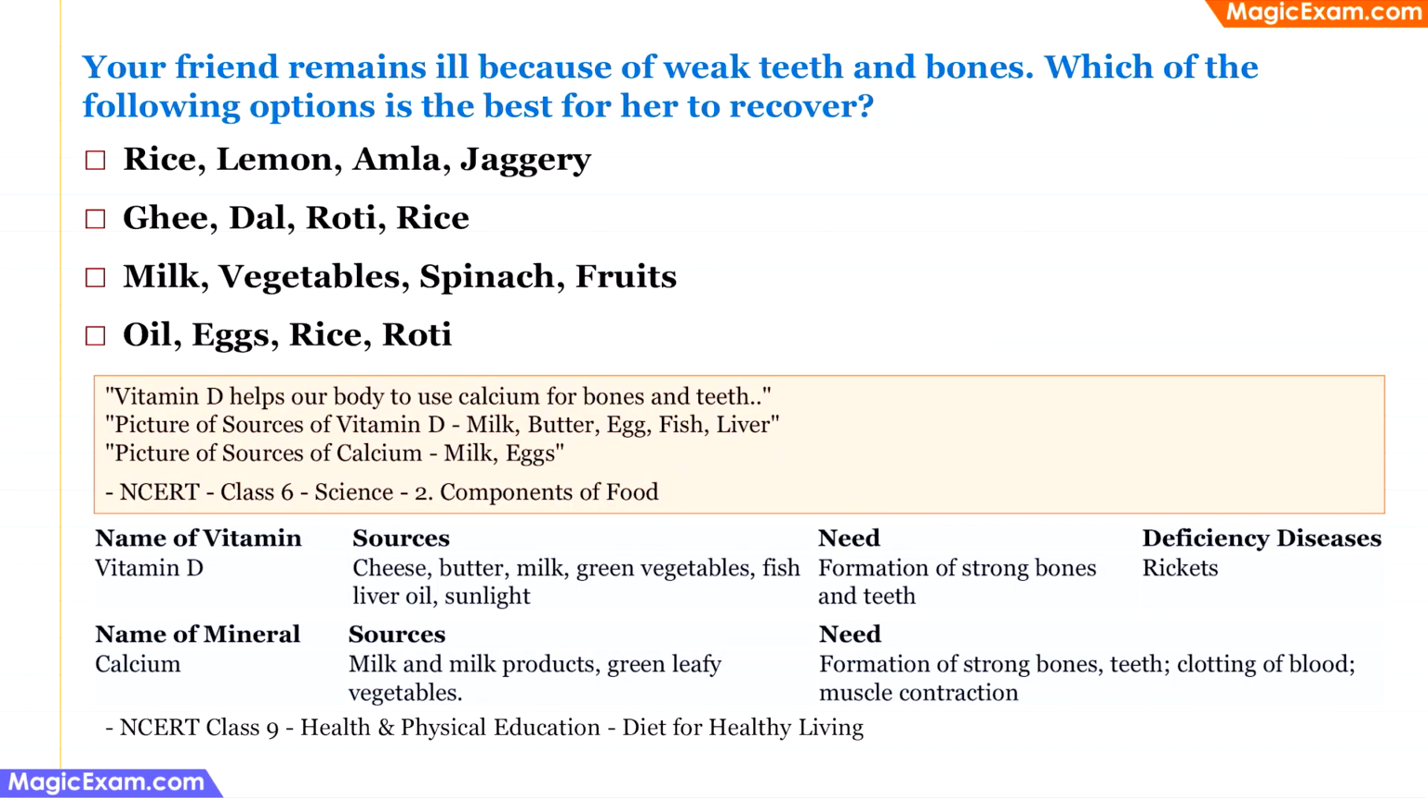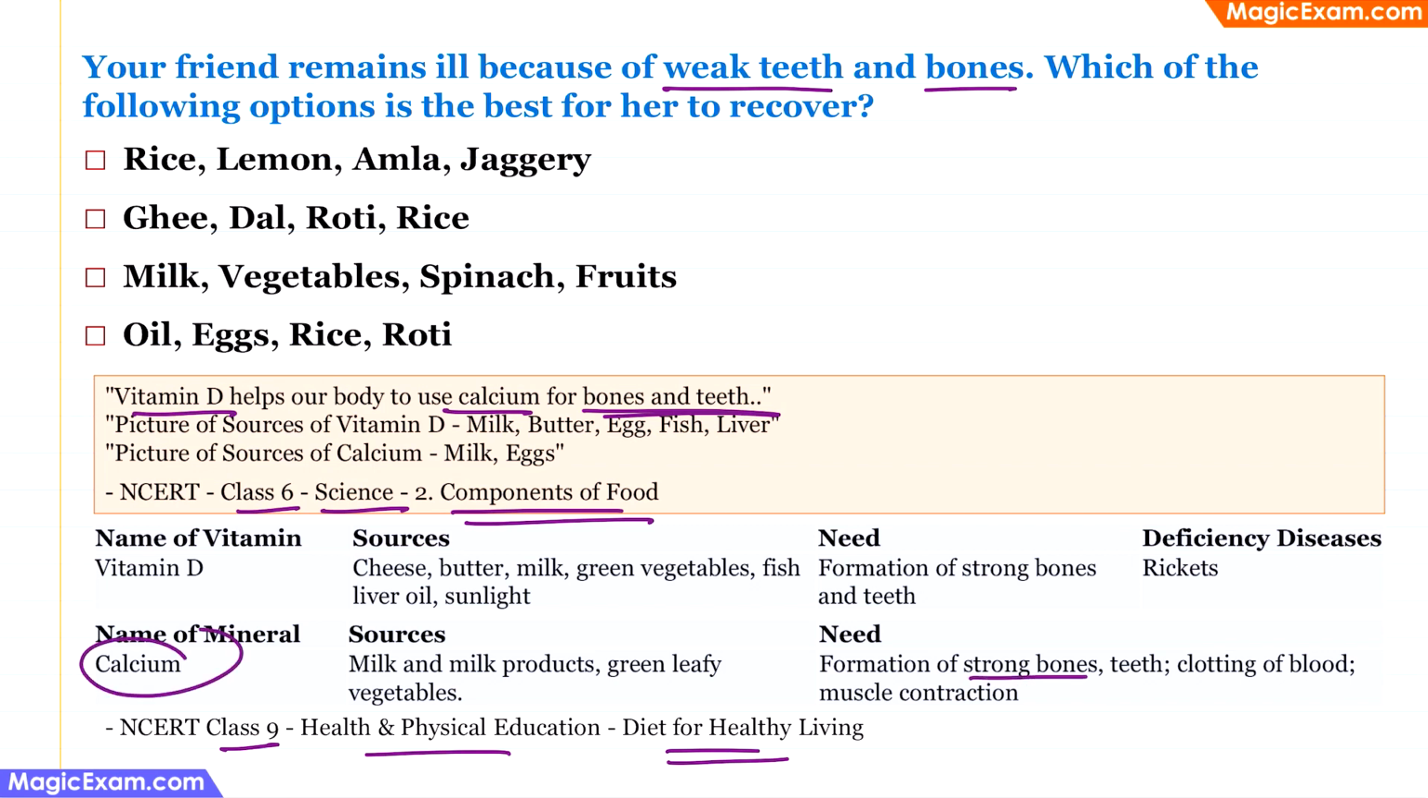Your friend remains ill because of weak teeth and bones. Which of the following options is the best for her to recover? Now, this question has been taken from the information given in various chapters such as the NCERT Class 6 Science textbook Components of Food, or the Class 9 textbook Health and Physical Education Diet for Healthy Living. So, it is mentioned that vitamin D helps our body to use calcium for bones and teeth. That is, the body needs calcium for strong bones and teeth.